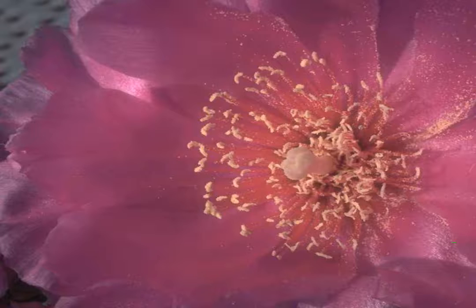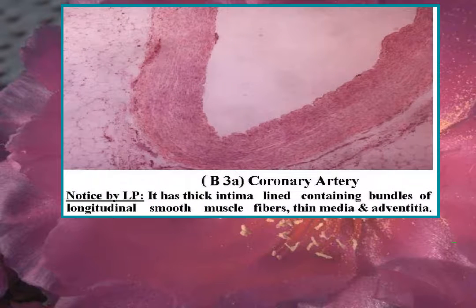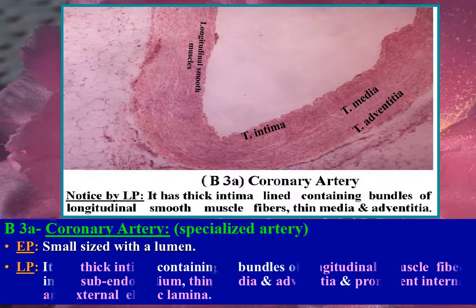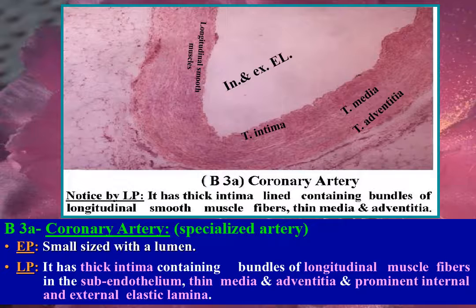Coronary artery. By eyepiece, it is a small-sized section with a lumen. By low power, it has a thick intima containing longitudinal smooth muscle fibers in the subendothelial layer, thin media and thin adventitia. It is characterized by the presence of well-developed internal and external elastic lamina. These elastic laminae prevent occlusion of the vessel during contraction of the heart, cardiac systole.